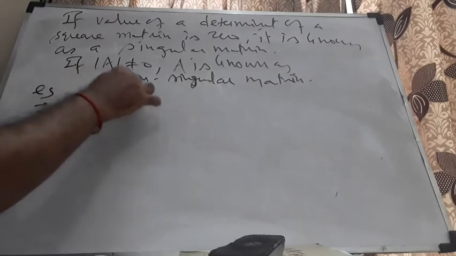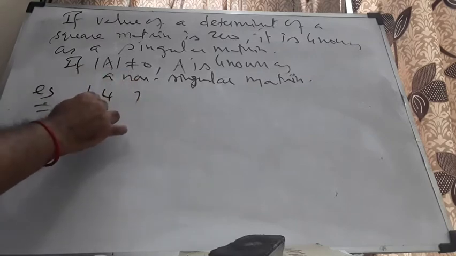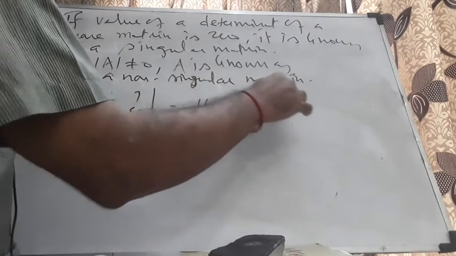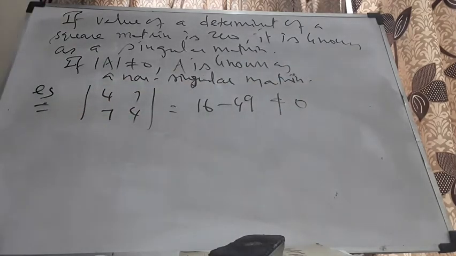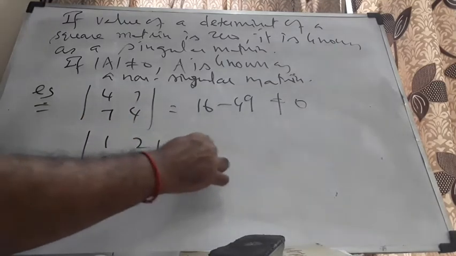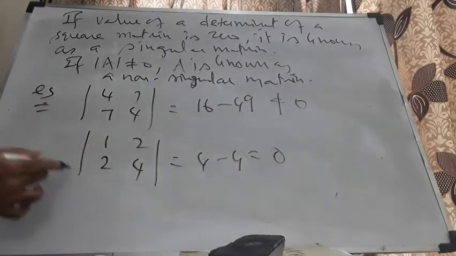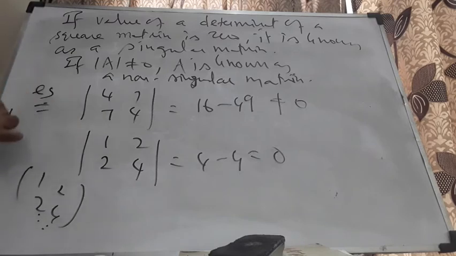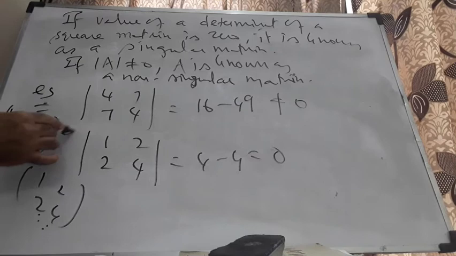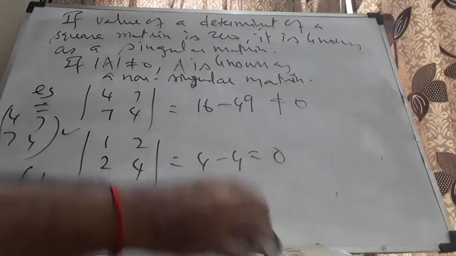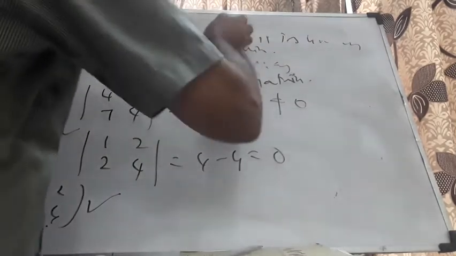Example, 4, 7. Okay, 7, 4. What do I get? 16 minus 49 not equal to 0. Here this is non-singular. Okay, let me take 1, 2, 2, 4. What do I get? 4 minus 4 is equal to 0. For this matrix, 1, 2, 2, 4 matrix is singular. This matrix 4, 7, 7, 4 is non-singular. Therefore, this matrix is non-singular whereas this matrix is singular. Are you able to follow? Okay, I think it is easier for anybody to follow.